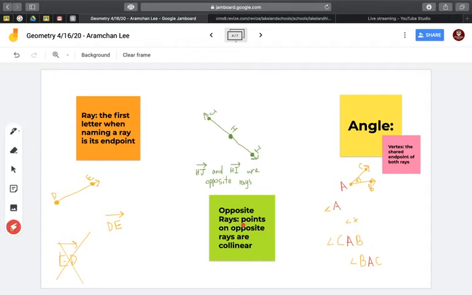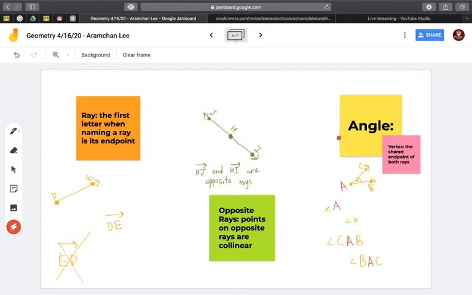Next, we have opposite rays. So the points on opposite rays are collinear. If you see here, ray HJ starting from H and extending this way, and ray HI starting from H and extending this way, are opposite rays. They share a common endpoint, but they extend in two different directions. All 3 points are collinear.